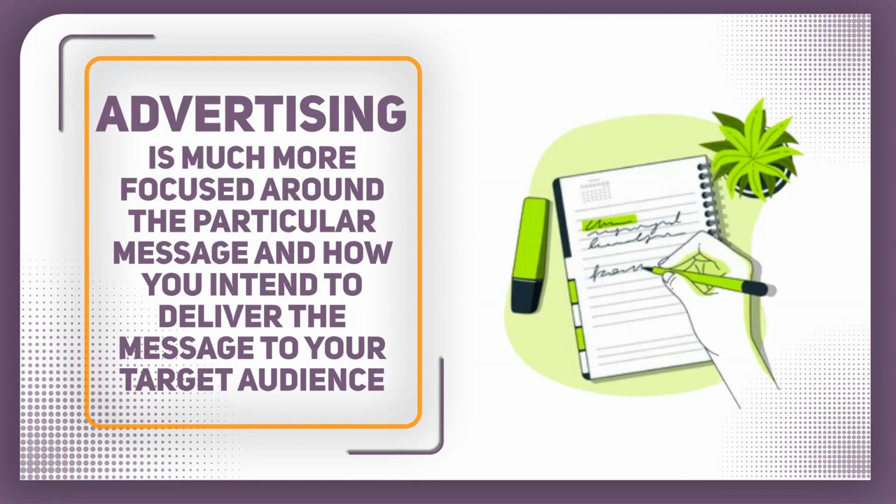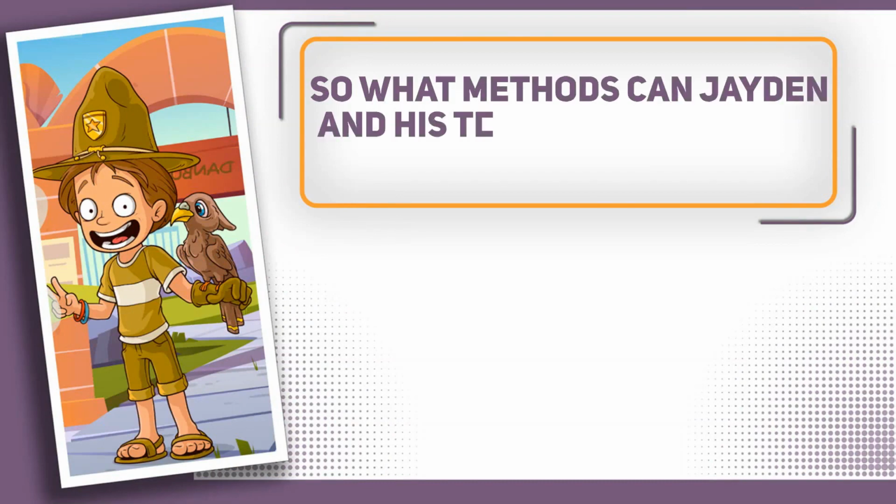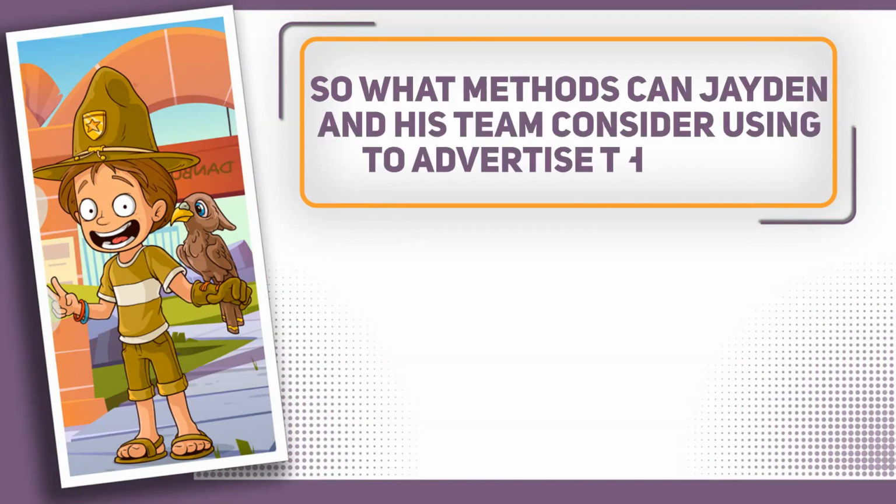Now, let's think back to Jayden and the Danbury Wildlife Park. They need to use advertising to increase the number of visitors to their park after the COVID pandemic. Otherwise, the park may have to close because they will struggle to raise revenues, leading to difficulties paying all of their expenses. Therefore, the fate of the animals that live there and the employees who work there is uncertain. So, what methods can Jayden and his team consider using to advertise the park?